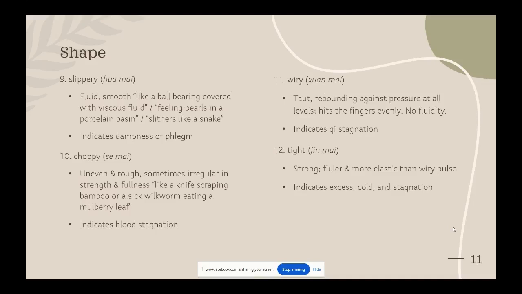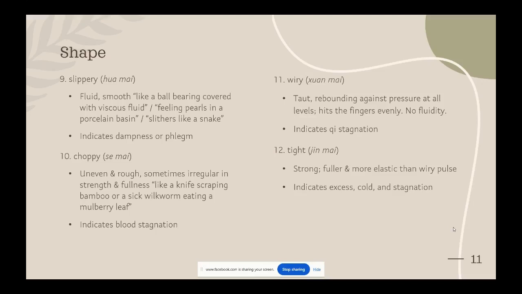It's been described like a ball bearing covered with viscous fluid, or I think this one was from some classical text, feeling pearls in a porcelain basin, if you've ever done that or can imagine. Some people say it slithers like a snake. But there's just this slippery quality. It's called slippery. So there's this kind of fluid quality to it. And whether it's soft or more of a full pulse will tell you whether it's an excess or an underlying deficient condition.